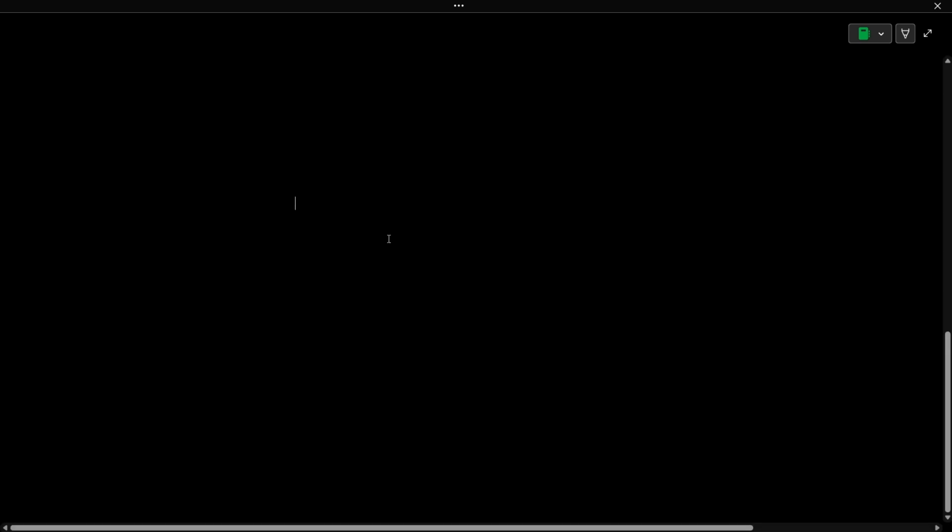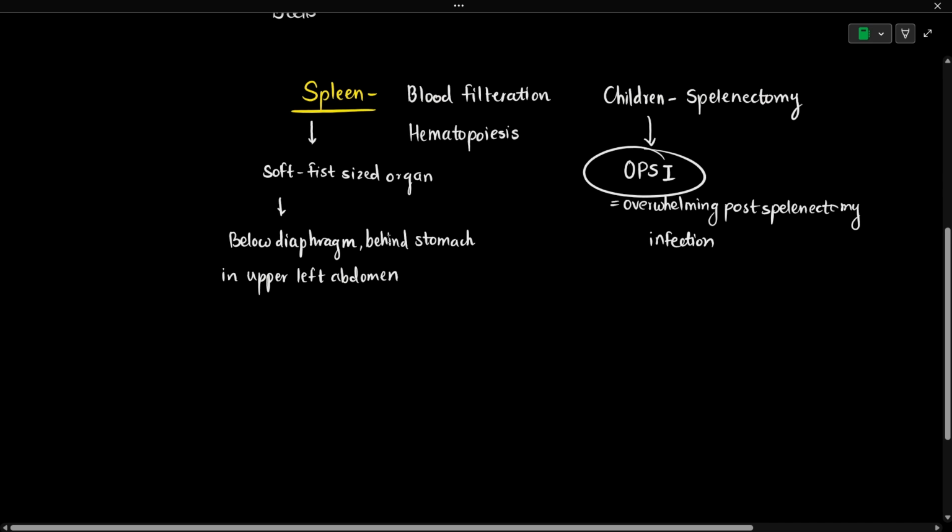So let's assume that this is a person, and this is the torso of the person, and let's say that this is the diaphragm. This is the right side of the person, this is the left side. So the spleen will be present over the left side of that person, just below the diaphragm, behind the stomach. So this is how a very small organ, the fist-sized spleen, is situated inside our body.